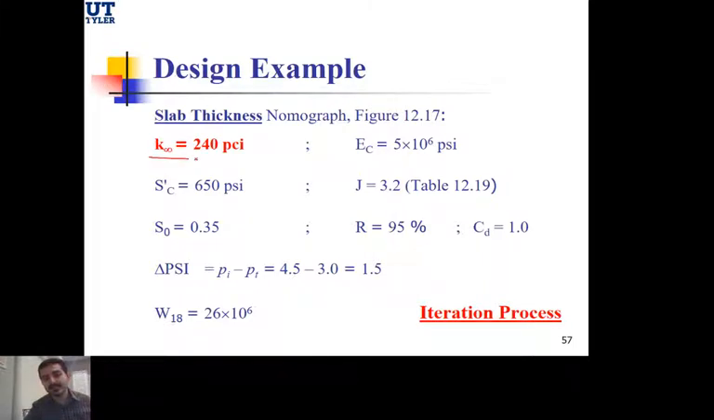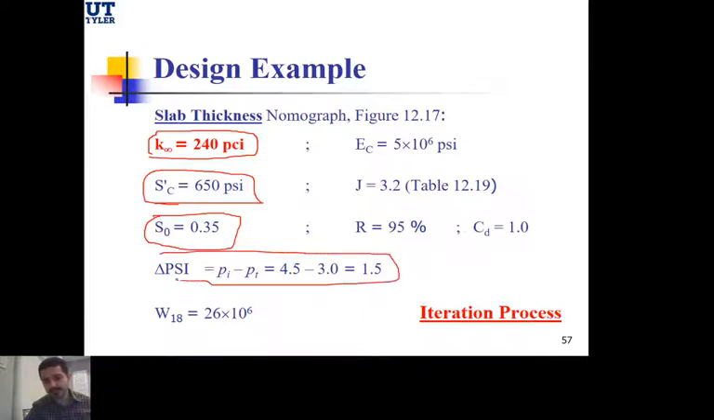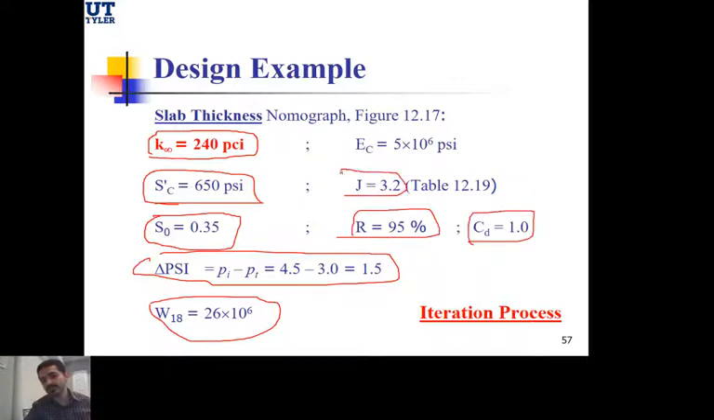So the K is 240. Everything else is the same. S_c prime is 650. S_o is 0.35. Delta PSI is 1.5. The amount of ESALs is 26 million. The reliability level is 95%. The drainage coefficient is 1. The J value is 3.2. And the elastic modulus is 5 million.